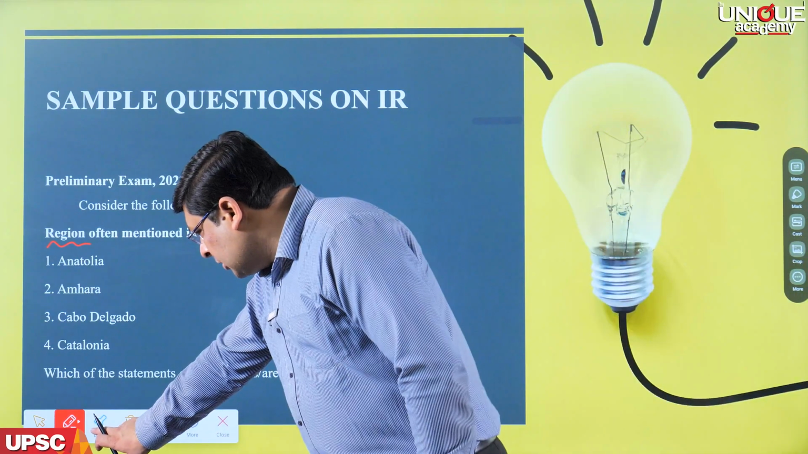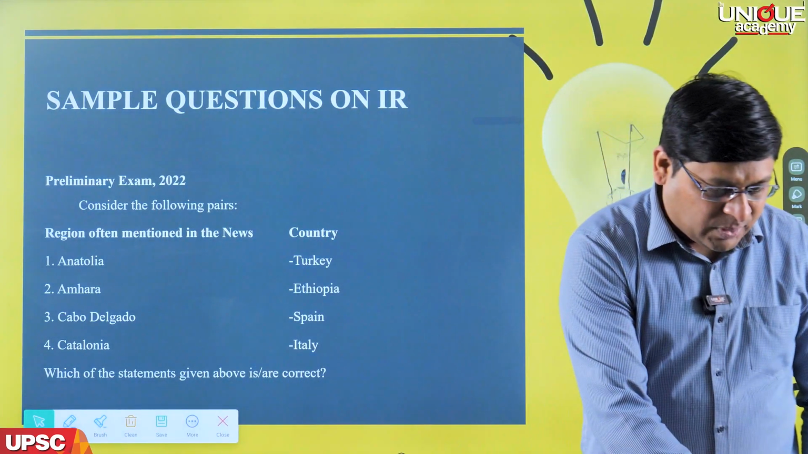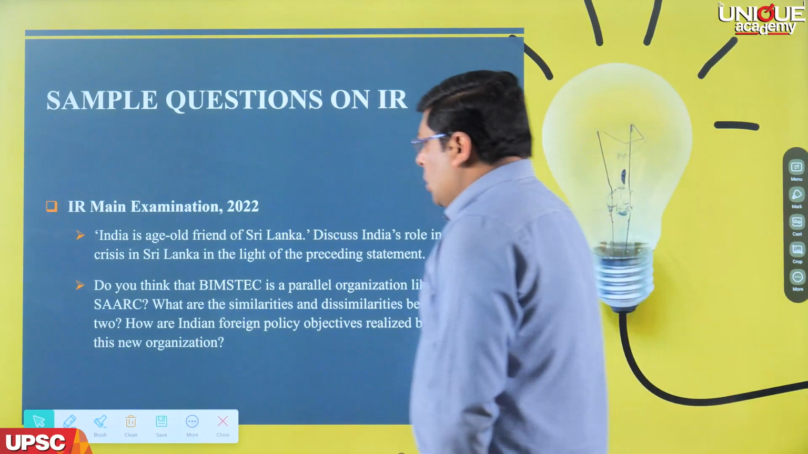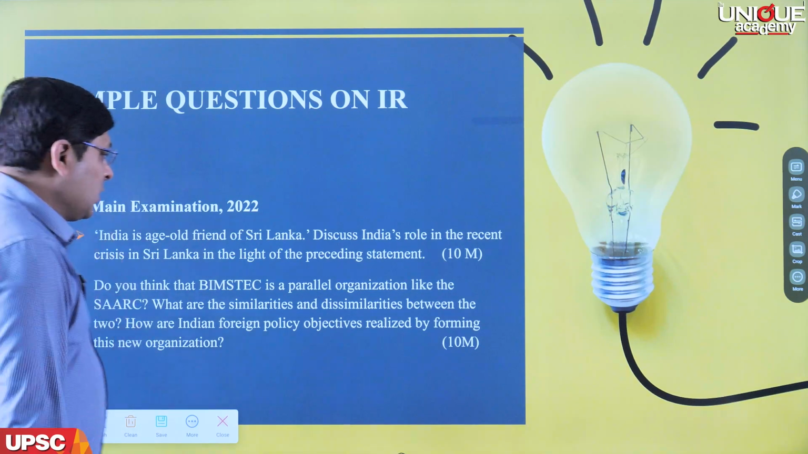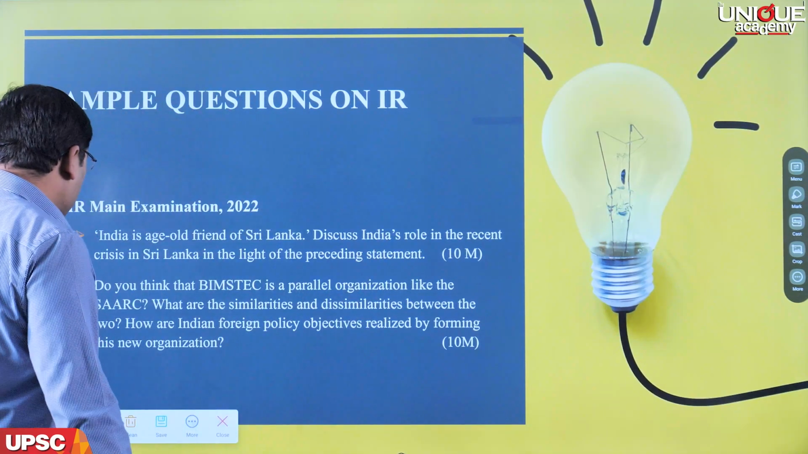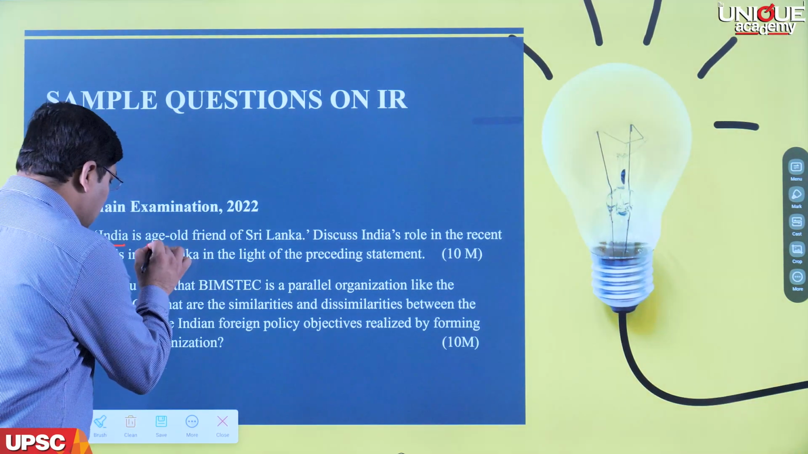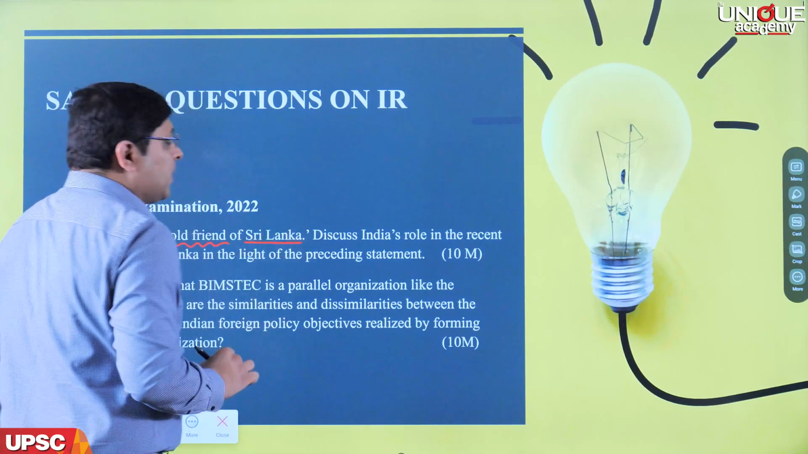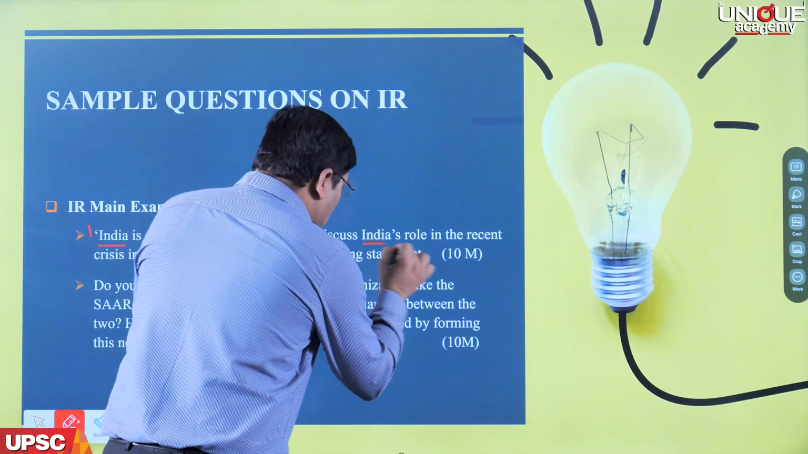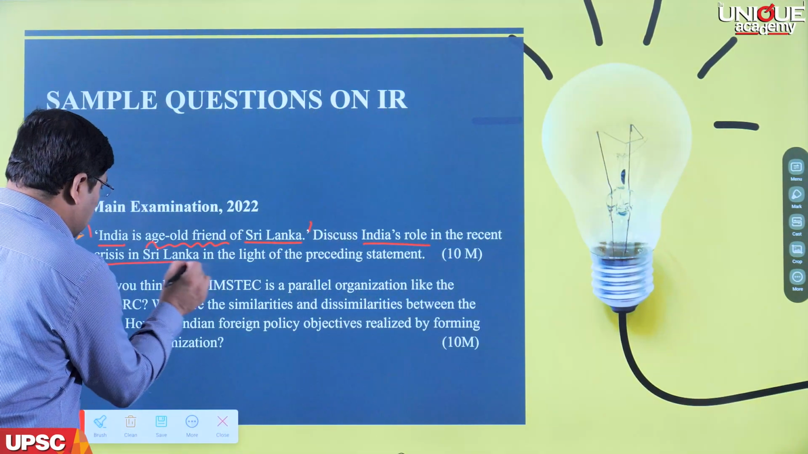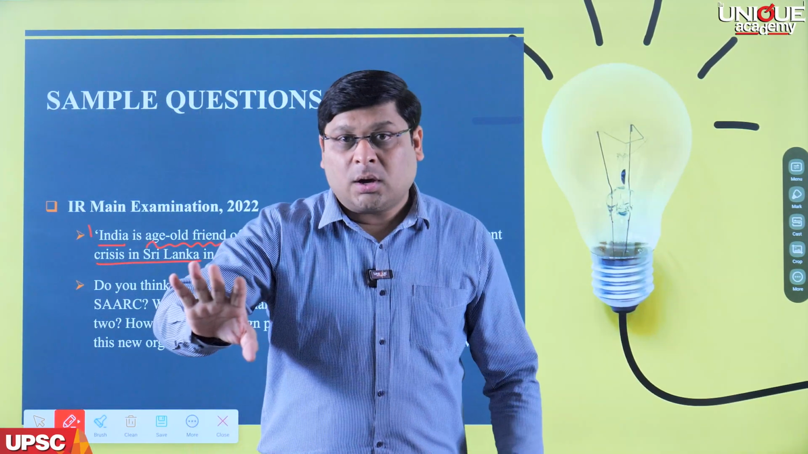Now let us talk about the questions from mains, because that is more important for us. The subject of international relations is part of mains primarily. So mains examination 2022, let us look at those 4 questions. These first two questions are 10 markers. India is an age-old friend of Sri Lanka. Now this is a quote. Discuss India's role in the recent crisis in Sri Lanka in the light of the preceding statement. So one thing is very clear.